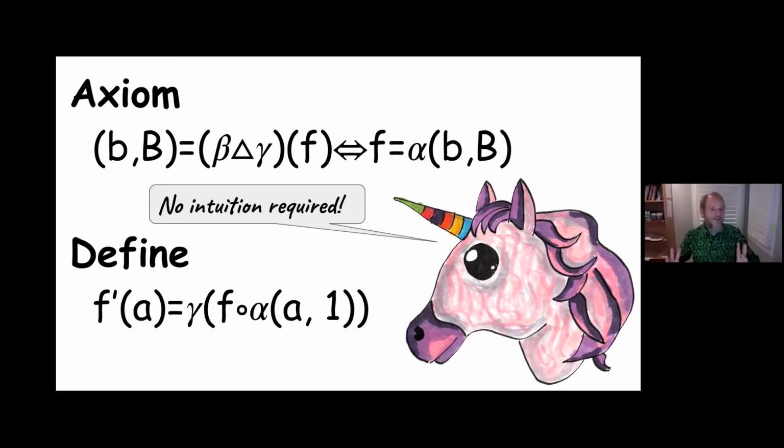So I love this. We just have a new axiom, where we state that there's this isomorphism between pairs of real numbers and functions, and then we define differentiation in terms of these functions.